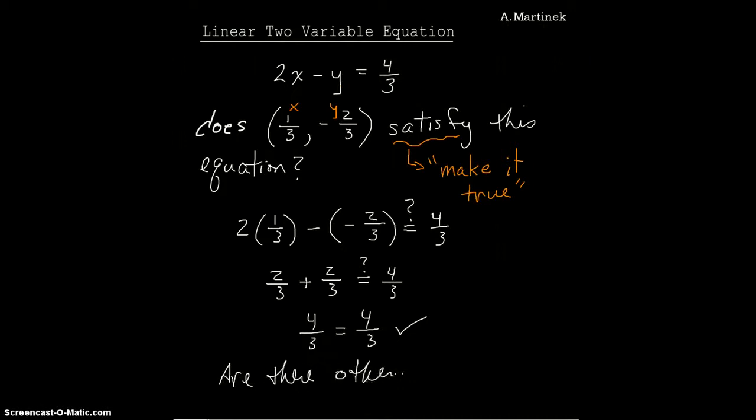Big question. Are there others? Are there other solutions to this equation? So let's find out. Here's the equation again. 2x minus y equals 4/3. Probably the best thing to do to start with first, let's solve this equation for y. So I'm going to let you go ahead and do that because I know you know how, and then I'll write it down. So go ahead and pause the video and solve that equation for y.